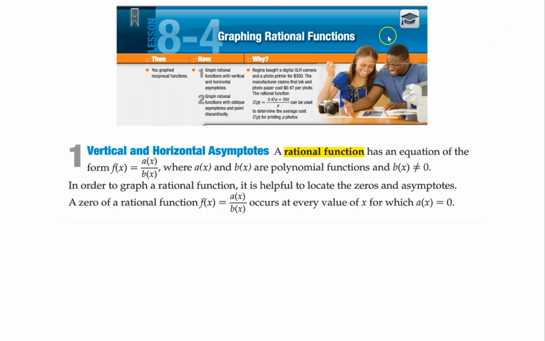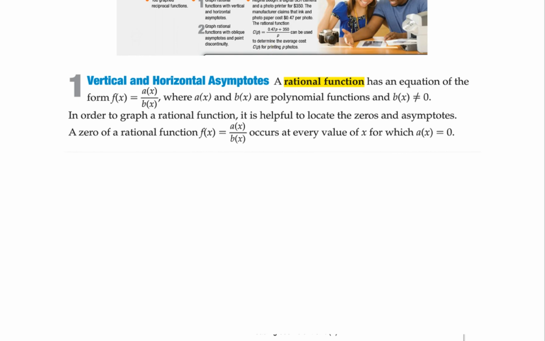8.4, graphing rational functions. So now we're going to go more complicated than we did last time. We're going to expand on just reciprocal functions, which was last class, and now we're going to do all rational functions. So by the end of this lesson, hopefully we'll know how to graph any type of rational function. First up, let's talk about vertical and horizontal asymptotes.